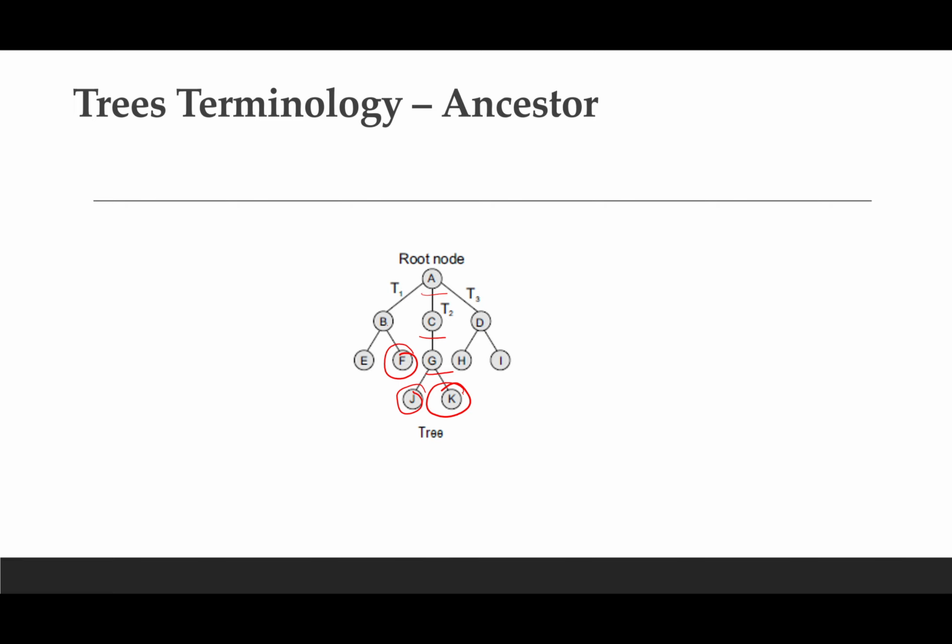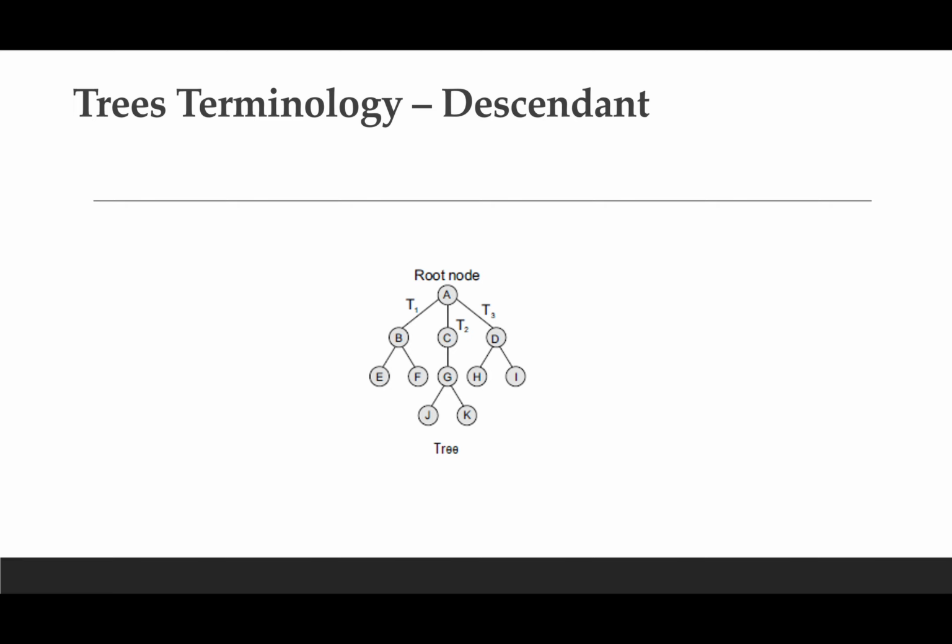And descendant. A descendant node is any successor node on any path from the node to the leaf node. So a leaf node doesn't have any descendant. For example, if we consider A, what are the descendants for A? J, G, C, or we can take K, G, C. So these are the descendants for the node. These are the terminologies of the tree.